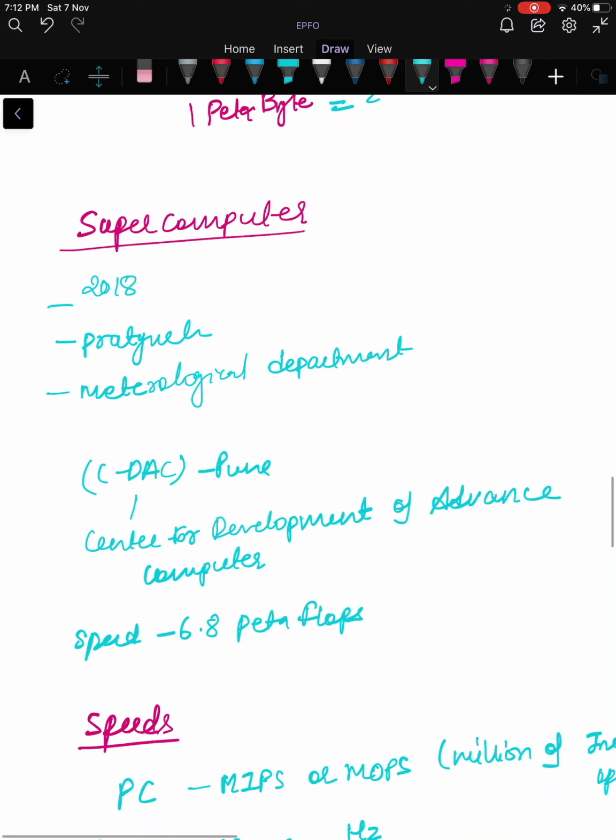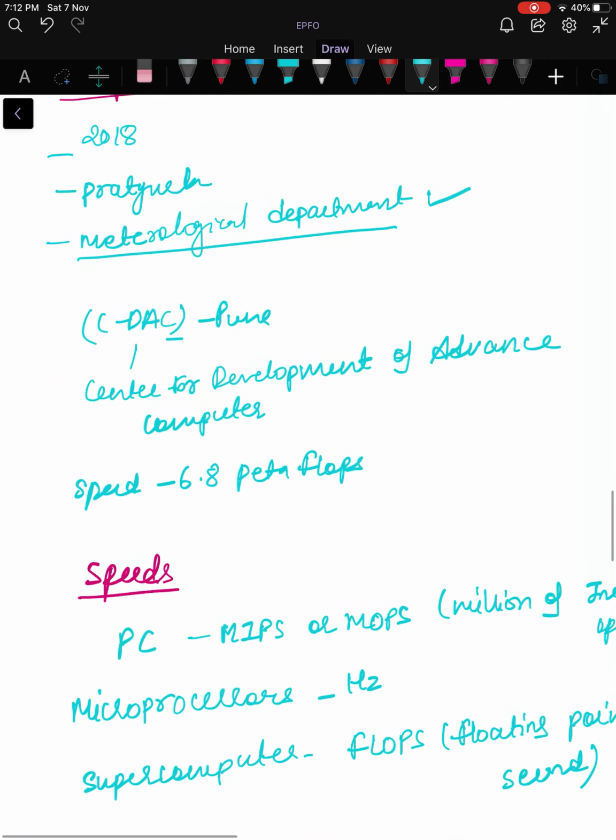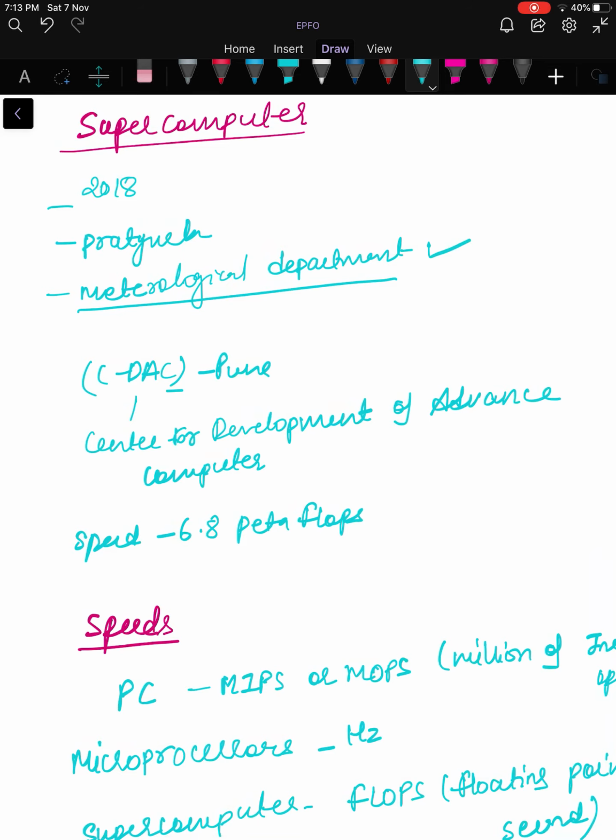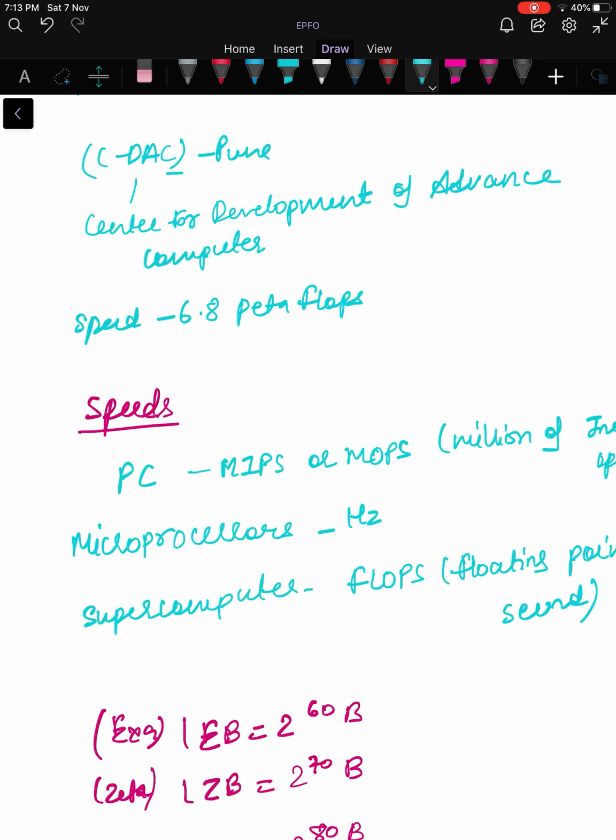Supercomputer. In 2018, there was a supercomputer named Pratyush, made for the meteorological department. It was made by CDAC Pune, that is Center for Development of Advanced Computers. So what is the full form of CDAC? Center for Development of Advanced Computers. They made the supercomputer Pratyush for the meteorological department in 2018, and its speed was 6.8 petaflops.